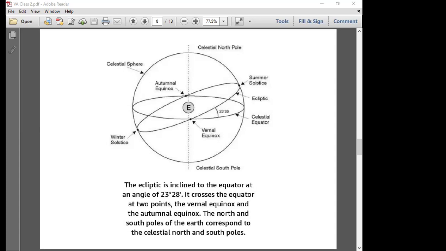Now we know that the Earth revolves around the sun once in 365 and 1/4 days. Now that 1/4 is 5 hours, 48 minutes and 46 seconds, right?